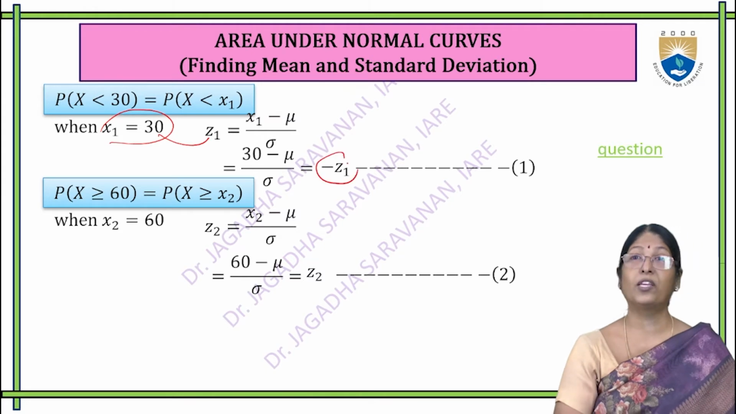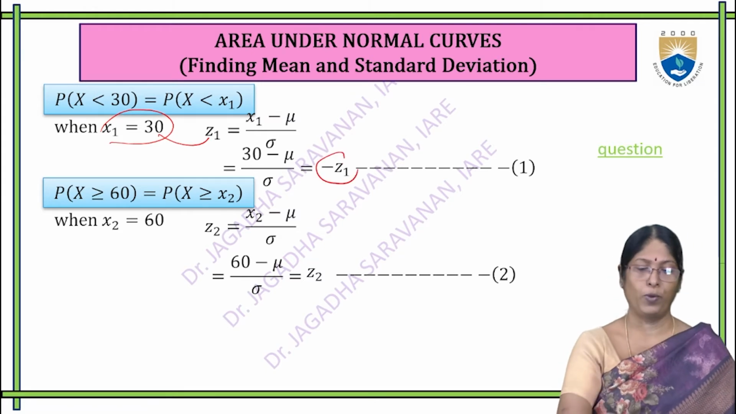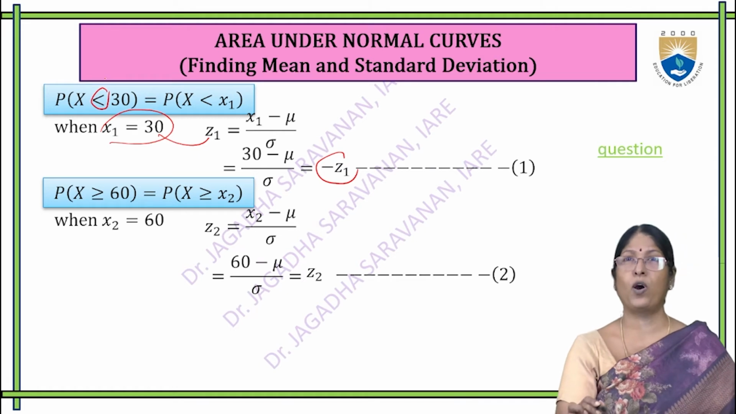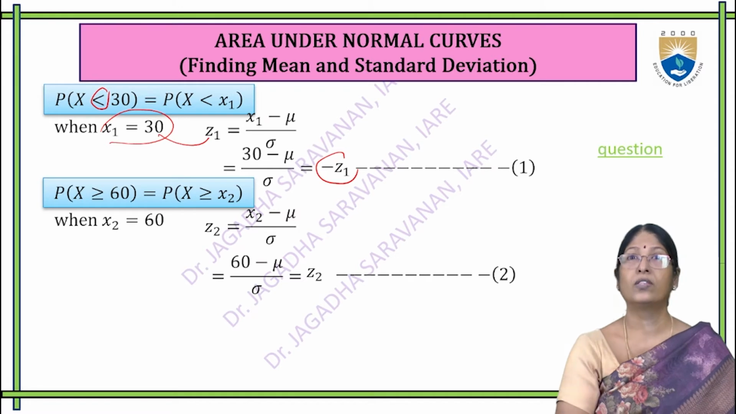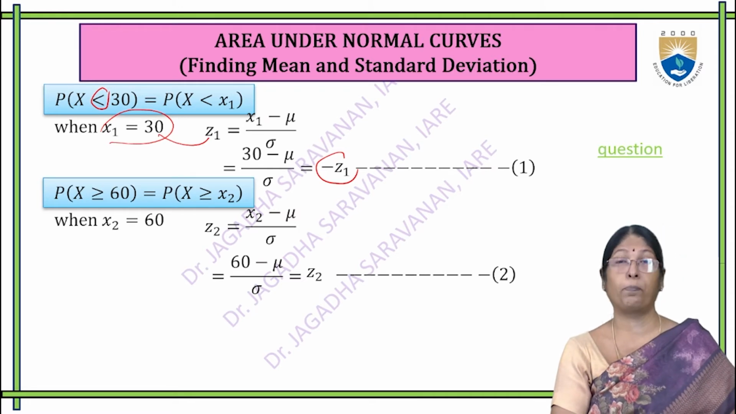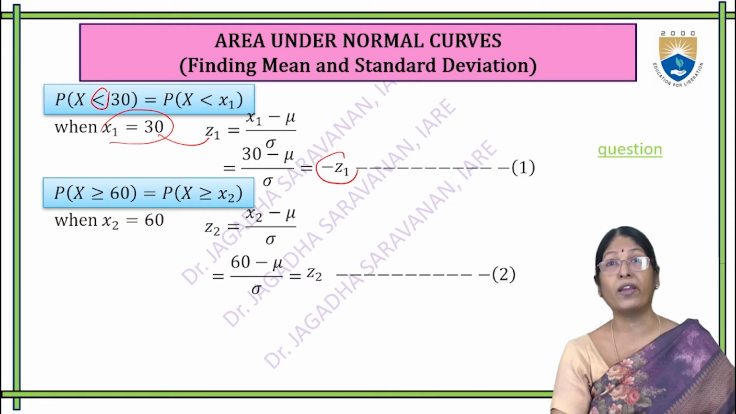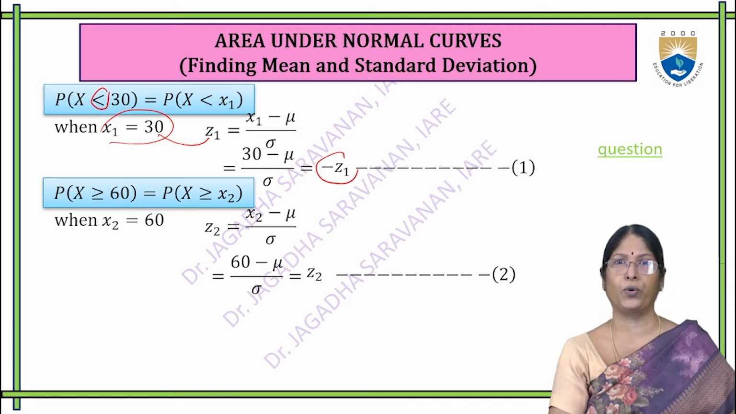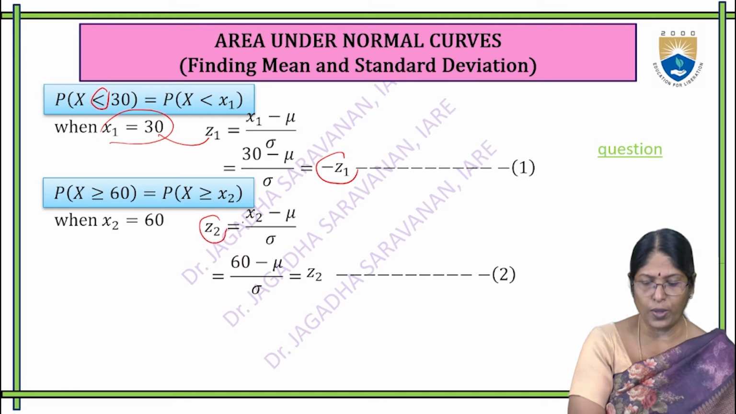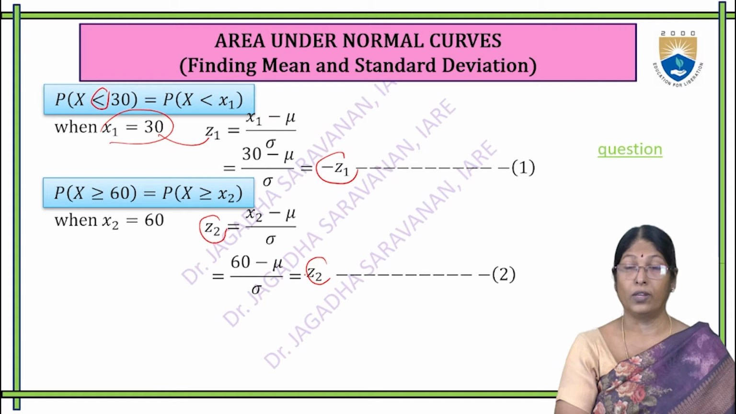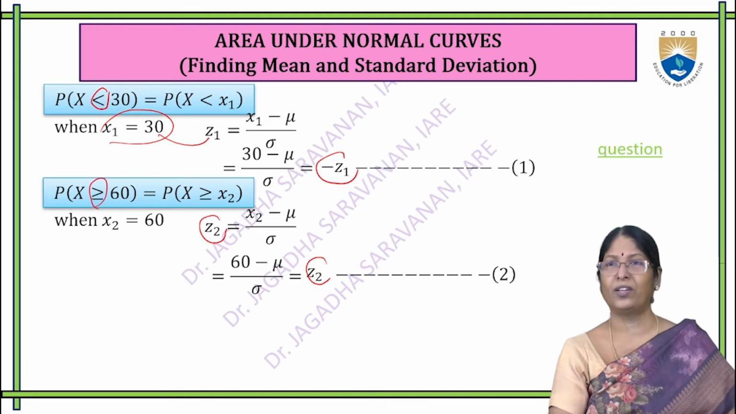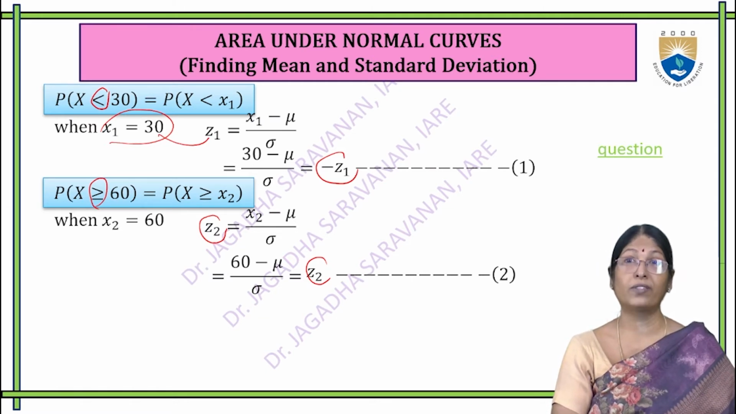Z1 is nothing but minus z1 because of this symbol. We have to understand very strongly these symbol notations, whether the points are placed to the left or right of the point z equal to 0. Here the point z2 is taken as it is, positive, because it is towards the right side. Right side points are always positive. Left side points are always negative.